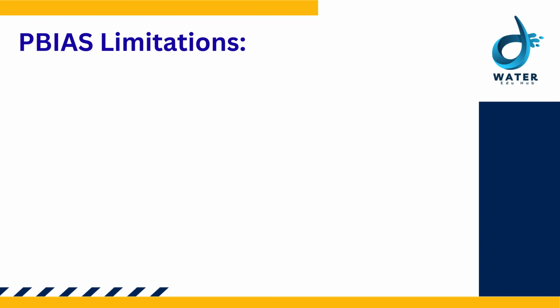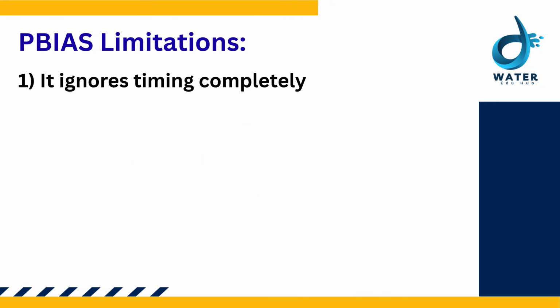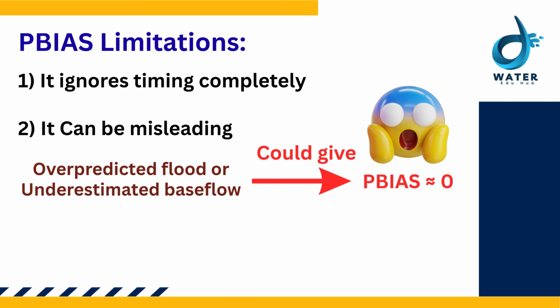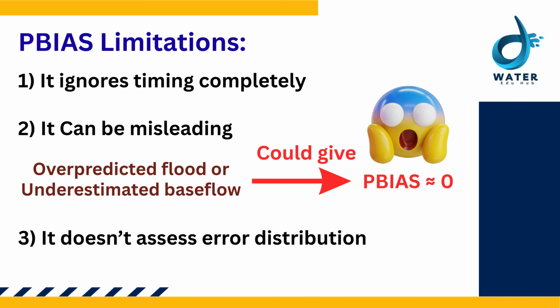Limitations are as follows. First, it ignores timing completely. Second, it can be misleading, as an overpredicted flood or underestimated base flow can still give near-perfect PBIAS. Third, it doesn't assess error distribution and just gives a total volume difference.